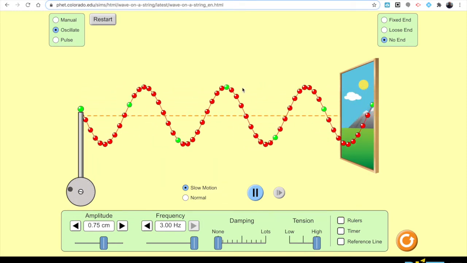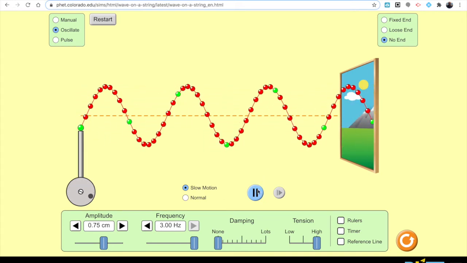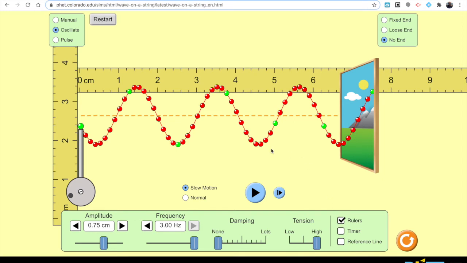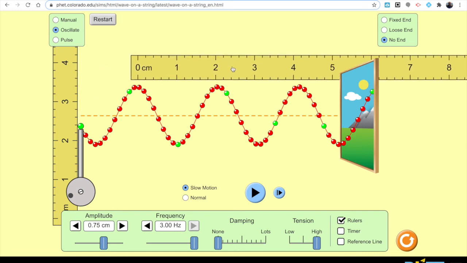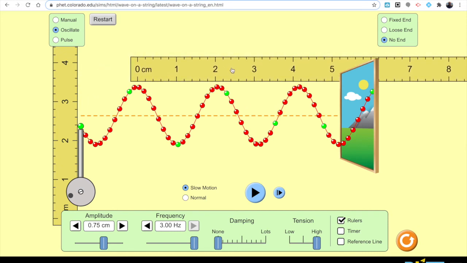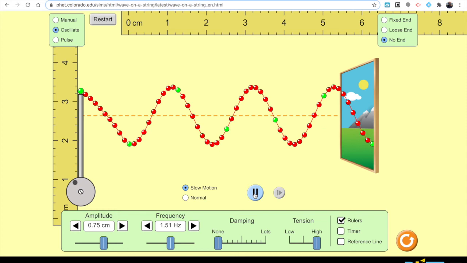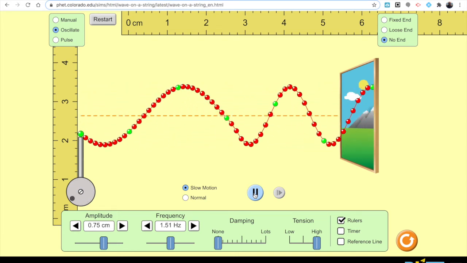Now what's really, really cool is that I can pause this, and then I can bring up my ruler, and I've got my frequency already there. I'm getting 3 waves per second, and I can find the wavelength just right there. It's about 2 centimeters. So let's put that ruler off to the side, and now let's change the frequency. Let's cut it in half. Well, that's about half. And now let's do that.